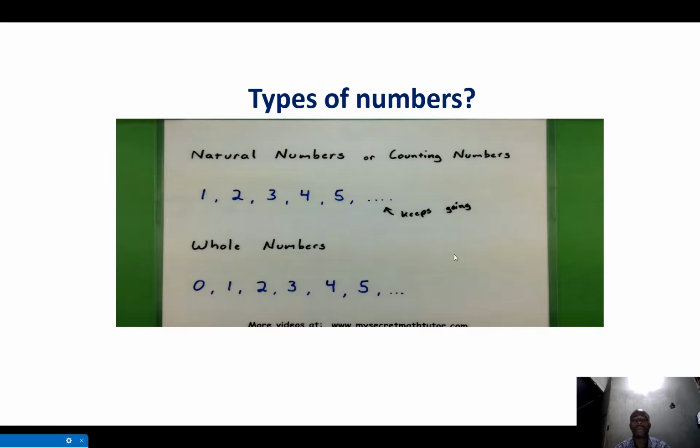Now, as we get to the whole numbers, you'll notice that it contains a lot of the same numbers, but we also include 0 in that category. So I can say that 0, 1, 2, 3, 4, 5, and of course these keep going as well. All of these are whole numbers. Don't worry that I have listed out the same number twice. I'll get to that in just a little bit. Let's go ahead and see the next group of numbers.